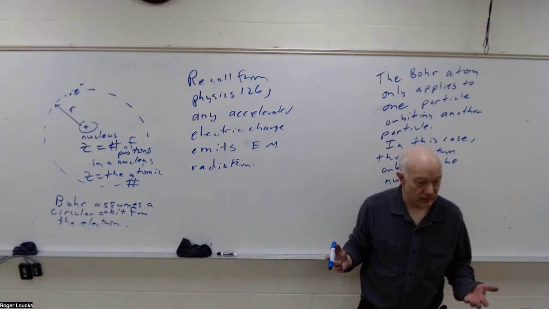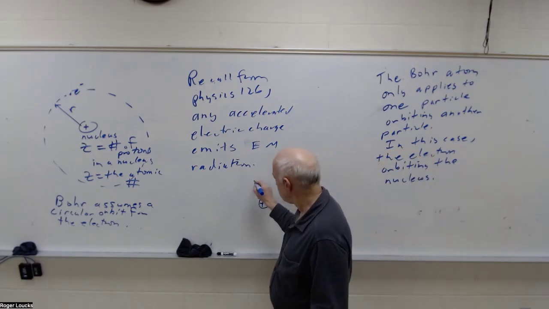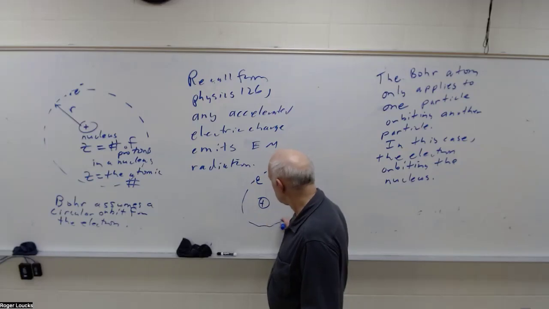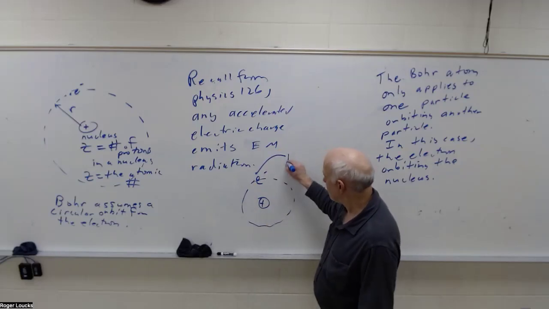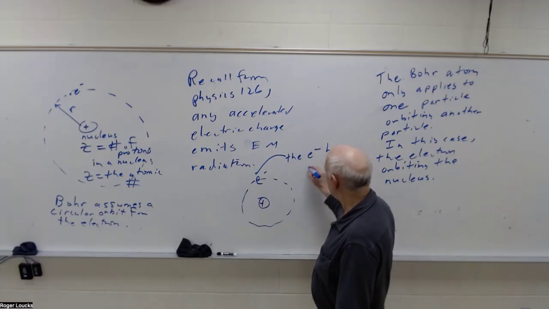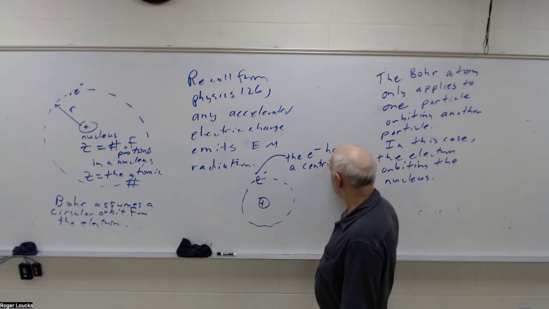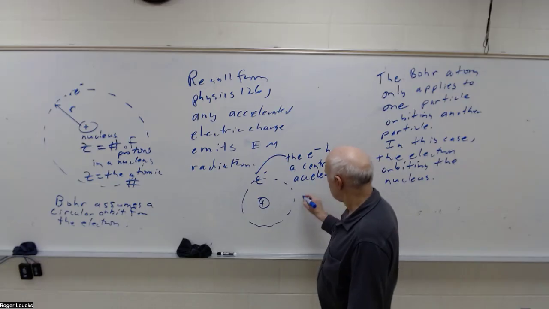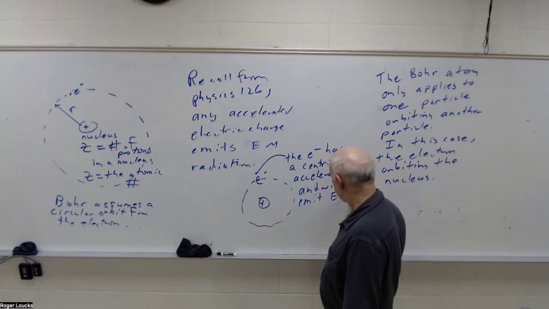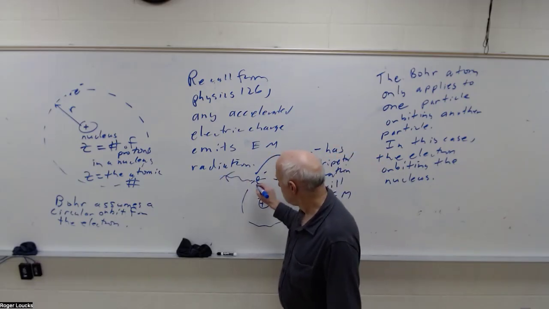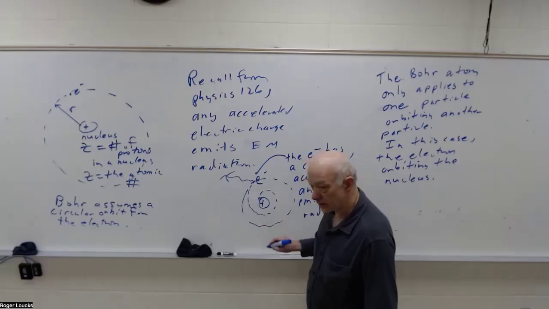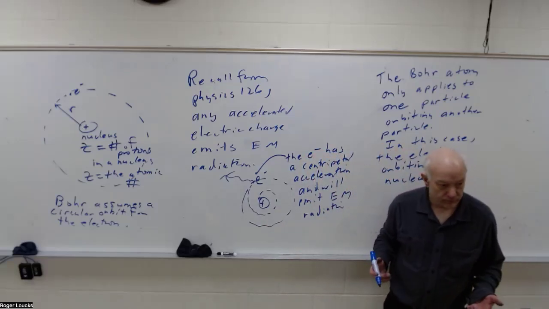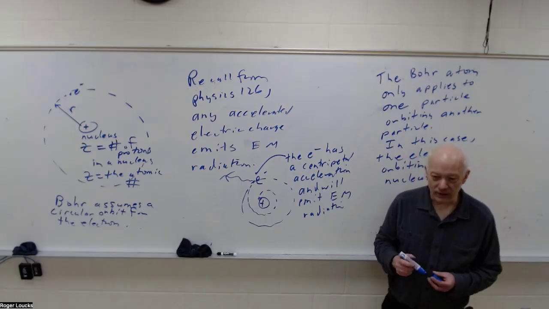So what does that mean? That means that here's your little nucleus, your little electron. The electron has a centripetal acceleration and will emit gamma radiation. Okay, so this is going to emit gamma radiation. So what's going to happen? That's going to leave energy and spiral in like that. So the atom can't exist. Okay. So how did Bohr solve this?